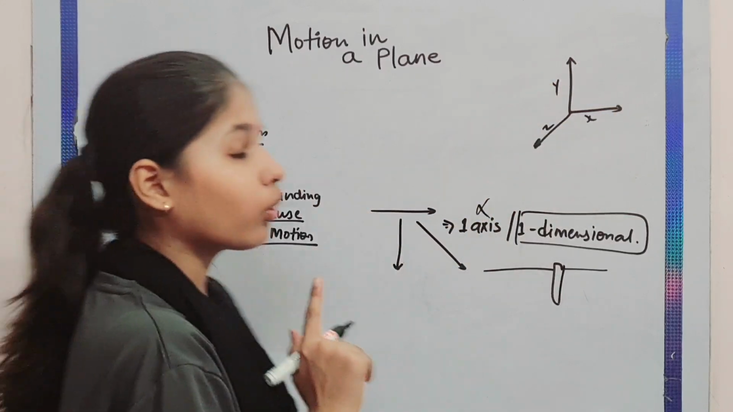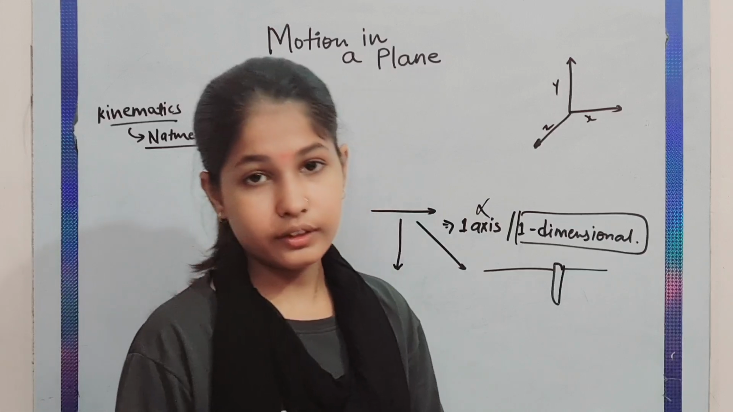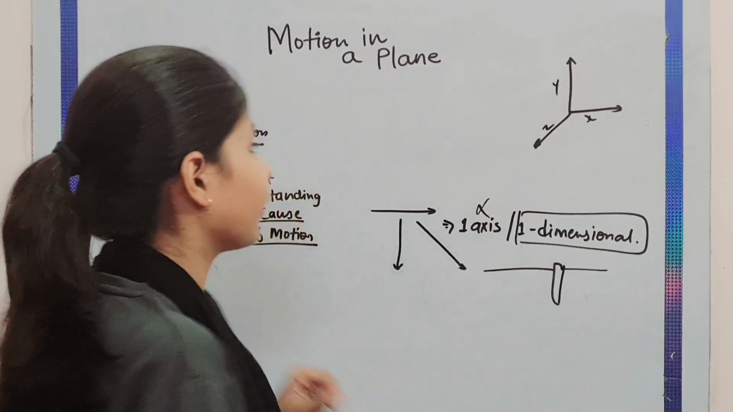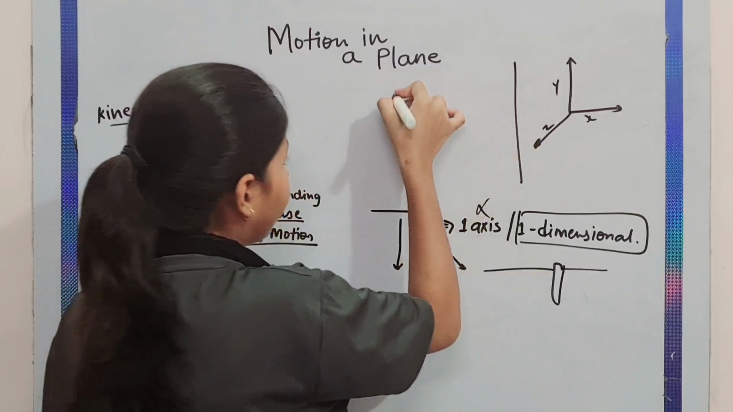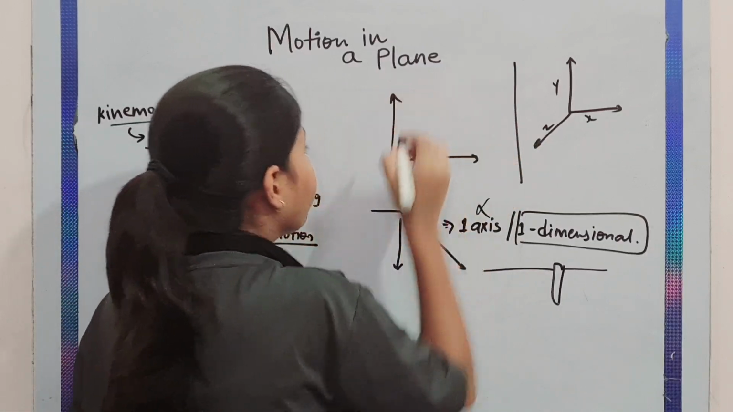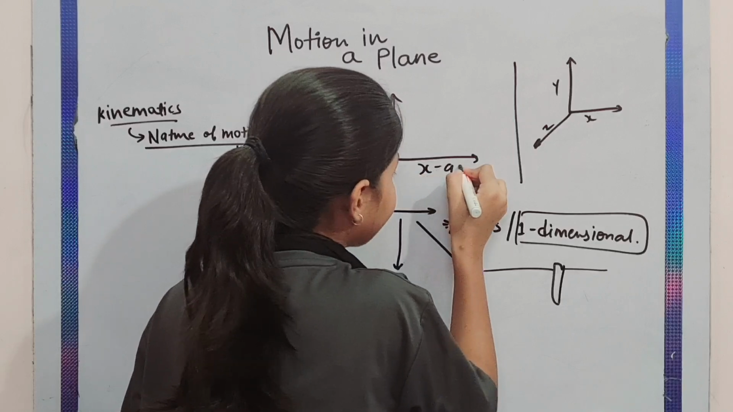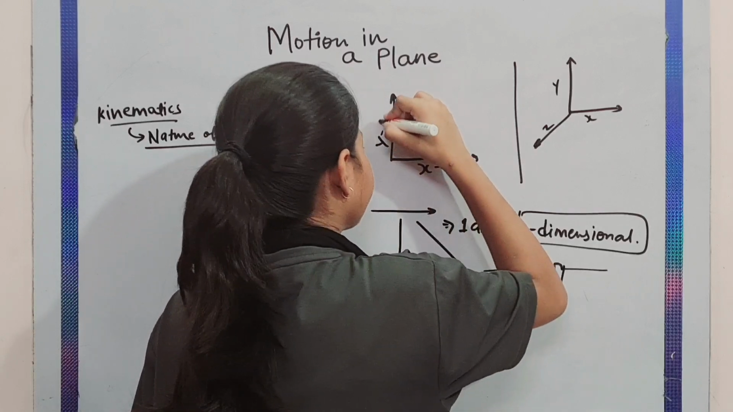Then we are not talking about the three axes of three-dimensional motion, but we are talking about the two-dimensional. हम ऐसे पढ़ने वाले हैं motion in a plane. Motion in a plane consists of only two dimensions, that is x-axis and y-axis.